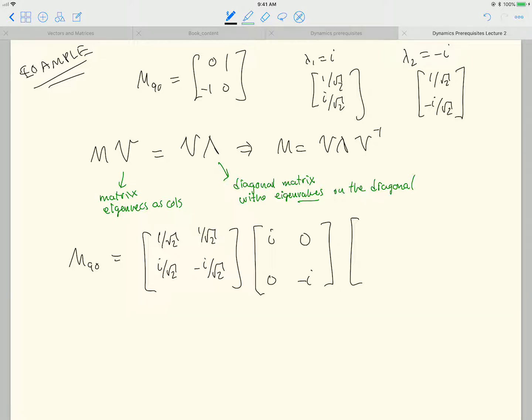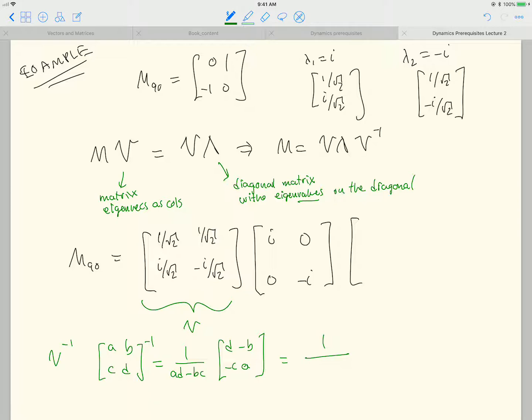So what's the inverse of V? Let's stop and compute that. So this is our matrix V, and we want the inverse of V. And for any 2 by 2 matrix, its inverse was given by this, which you may not have memorized, but if you do it often enough, it'll end up getting stuck in your brain. Doesn't matter if you haven't memorized it, you can always look it up. So let's do that for this matrix. That's going to be 1 over root 2 times minus i over root 2, so that's going to be minus i over 2, minus this one times that one, so we get a minus i over 2.